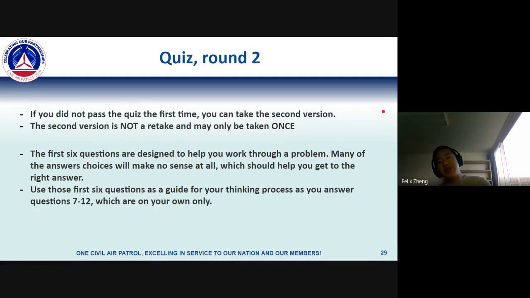So for round 2 of the quiz, if you did not pass the quiz the first time, you should take the second version. We wrote a completely different version of the quiz using different declination diagrams. It is not a retake format, so you can only take that one once. If you fail that one again, then we will have retakes available for you to complete multiple times.